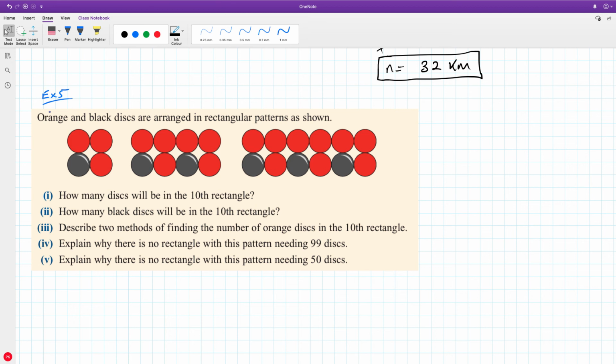What I'm going to recommend to you is count how many orange discs in the first one. So there's a pattern between these, is that right? So it's going up in the same amount. The oranges and the blacks are separate. Is that okay? The orange and the blacks are separate. So get me a pattern for orange, and then get me a pattern for black first of all. So get me Tn for orange, and get me Tn for black first of all. And then you'll be able to answer your question.